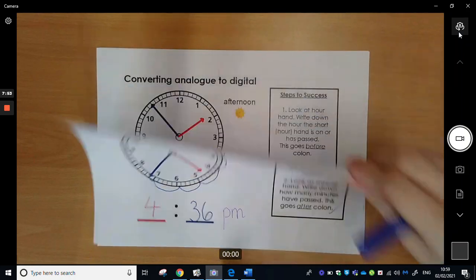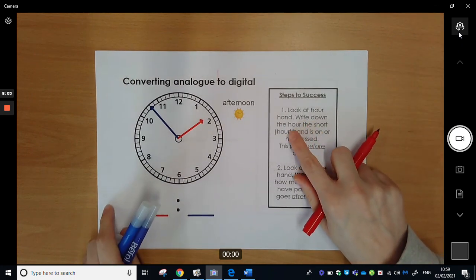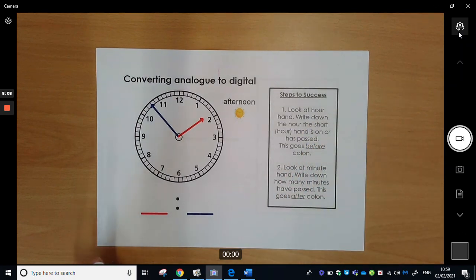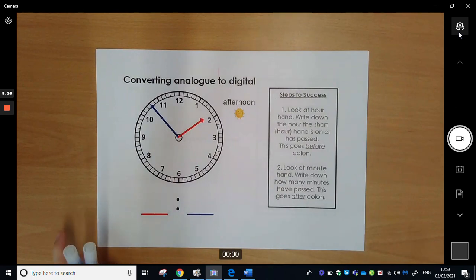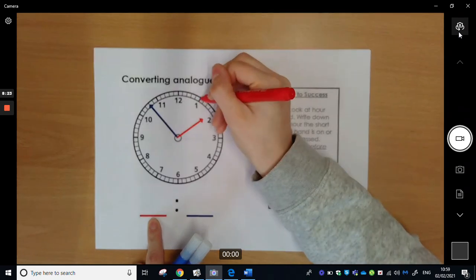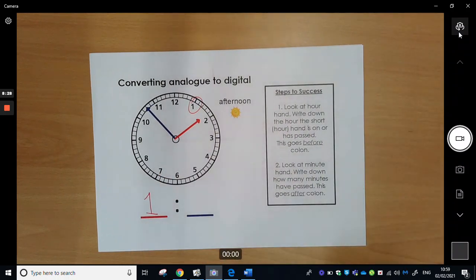Okay, let's look at one more example before you go off and have a go on your own. So first thing I need to do is look at the hour hand. I'm going to write down the hour. So my hour hand is my red hand. So I want you to look at the red hand and think, what is it going to be? Now remember, we're not looking at the next one today. If it's 2, we need to look at which hour is past. So what is going to go in my red side? Hopefully you are saying it's going to be 1, okay? So 1 is going to go on this side.